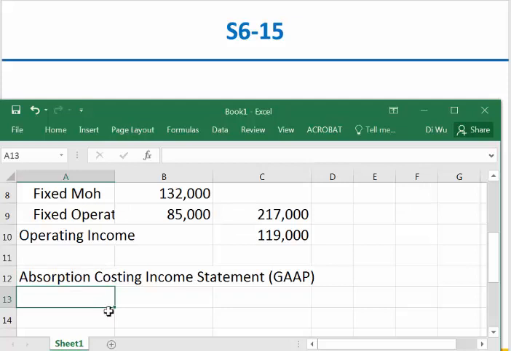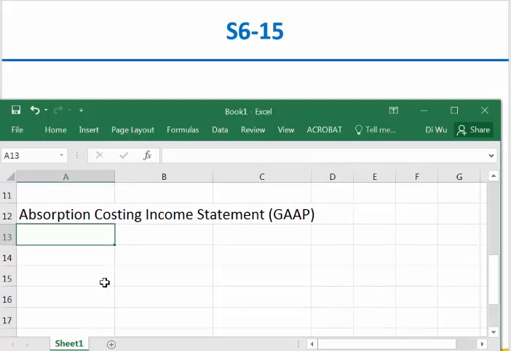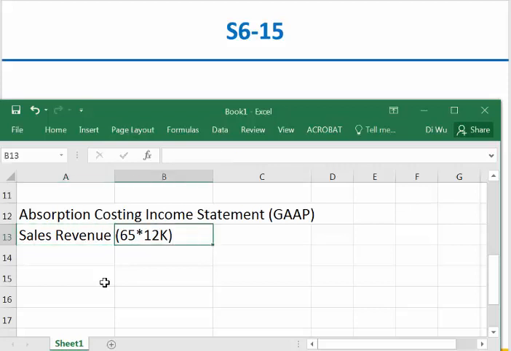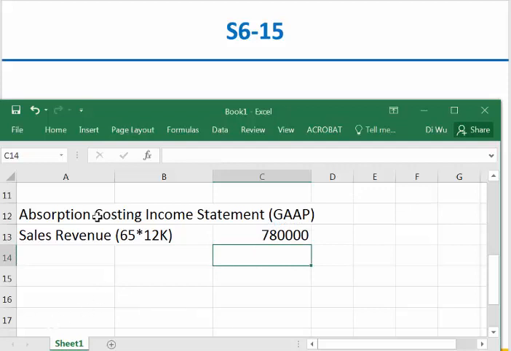This is a financial statement you have to provide to the government, to the banks, to the investors. So first, same thing here, sales revenue. Sales revenue is $65 times 12K. Everybody knows that, and so the result is the same number. Multiply 65 by 12,000, you get 780,000.